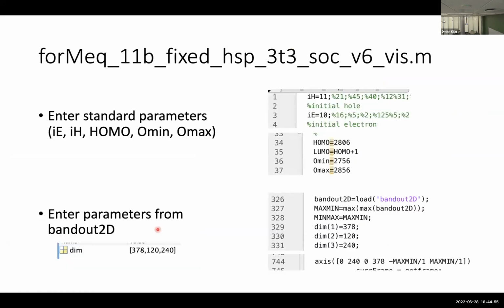Now for the second script, which is another one of these 4 MEQ scripts, you see that we have our standard parameters, the IH, the IE, HOMO, OMIN, OMAX. So you need to enter all those. Then a little further down, you'll find this band out 2D equals load line, and you'll see all these dim 1, dim 2, dim 3. You need to enter those values, and they are those.